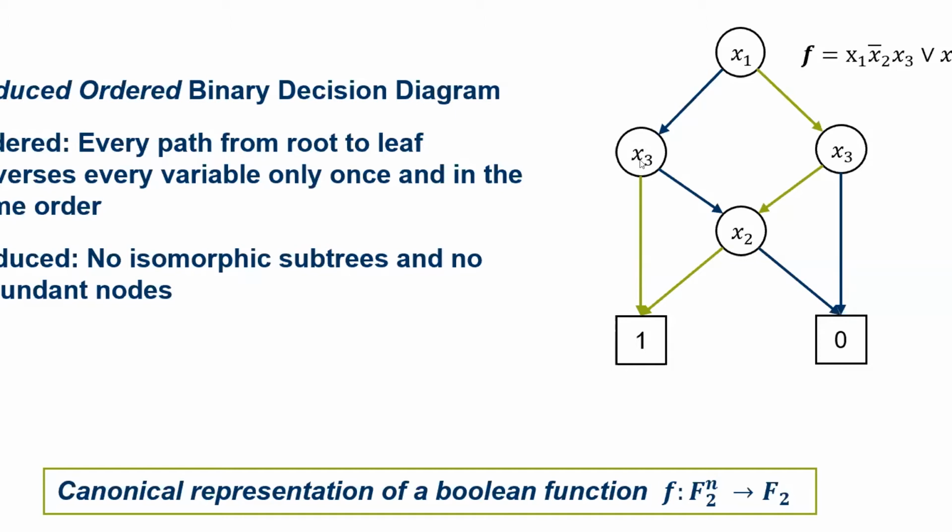If we go farther to x3 on the left-hand side, the node describes the function which says if x3 is 0, we output 1, and if x3 is 1, we output the result of the function defined by the node x2, and so on. So we can represent a Boolean function. Ordered means that if you go from the root to a leaf, you traverse every node or every input in the same order. Reduced means that there are no isomorphic subtrees and also no redundant nodes. So basically this is a minimal representation of a Boolean function.